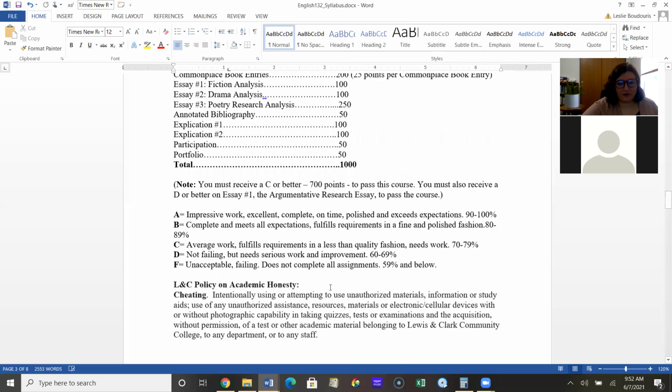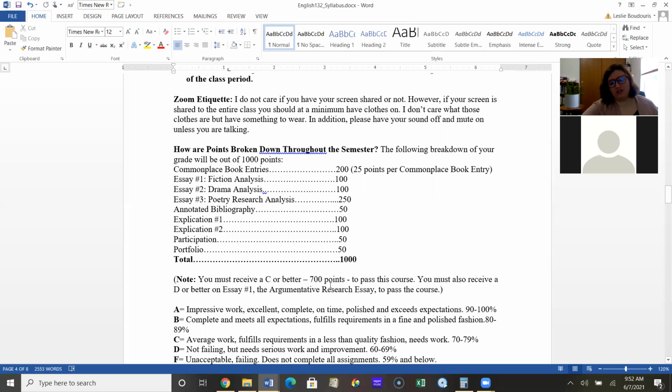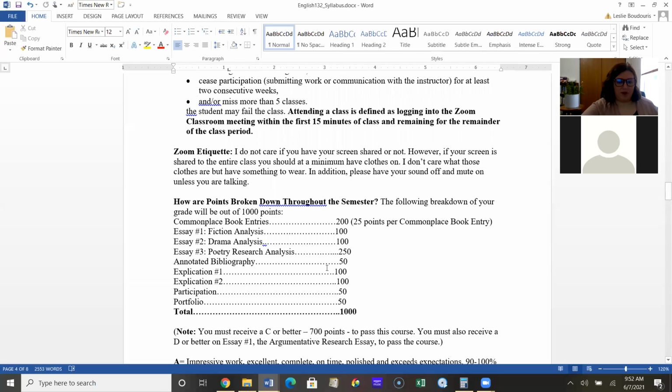So if you want a grade breakdown, again, I'm going to go back up to page 2 in a second. On page 4 is the grade breakdown. So essays 1 and 2 are 100 points each because they're shorter. They're about 750 words. There's no research, so they're worth fewer points. This is all out of 1,000 points. So 100 points is 10% of your overall grade.